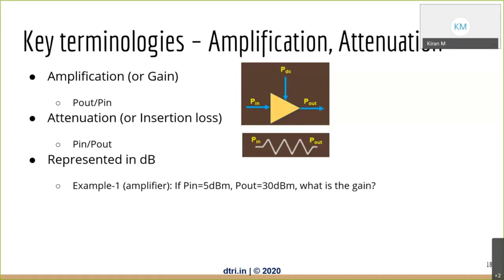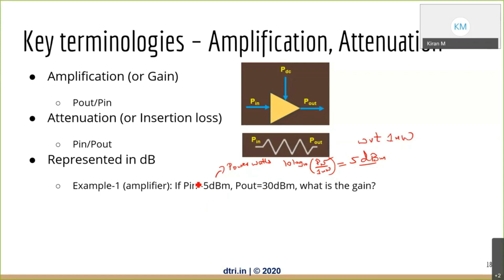Now we can represent both of these in dB. I've given an example. If you take the amplifier example, the first one, let's say P in is 5 dBm. You remember the dBm representation. This is power in watts that we gave to that logarithmic function, where I had this power in watts divided by 1 milliwatt. So you can actually calculate the power in watts from this, because we have taken power with reference to 1 milliwatt.